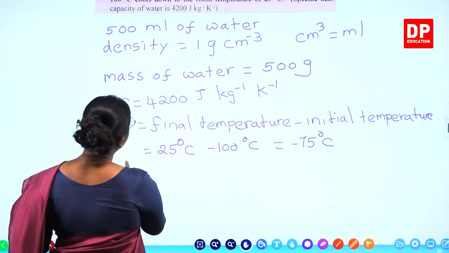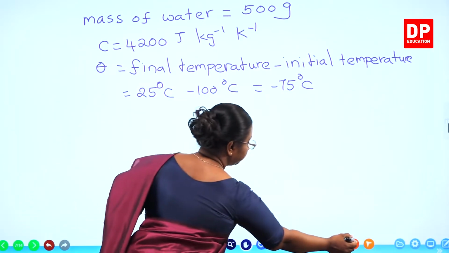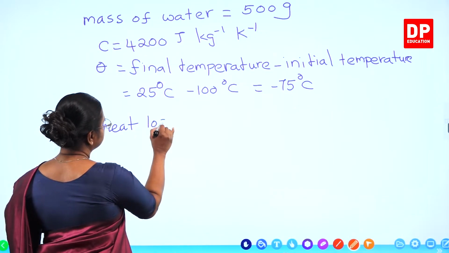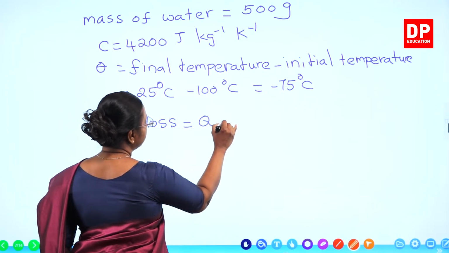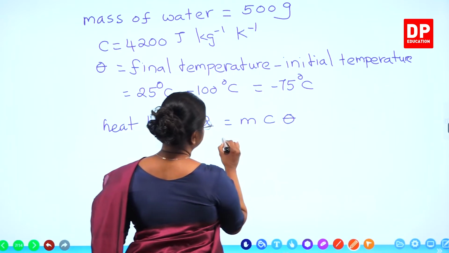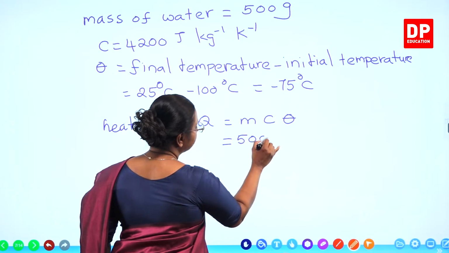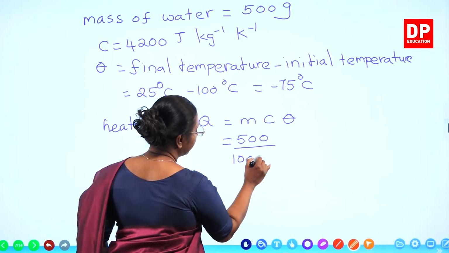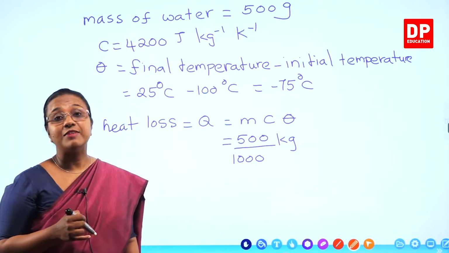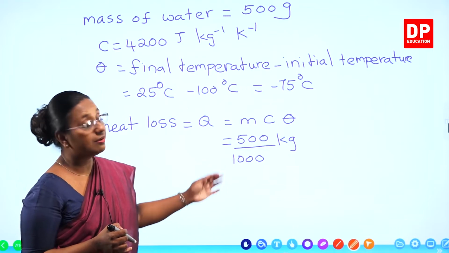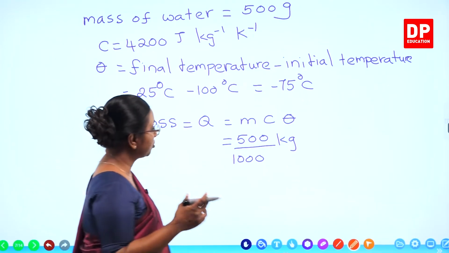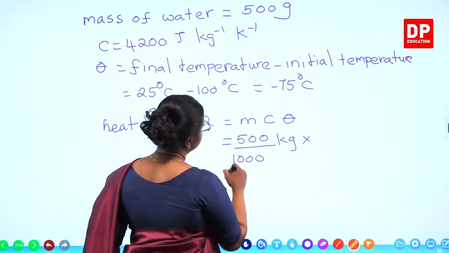You can directly use the equation heat loss equals Q, that is equal to m c theta. What is m? 500 grams, but we need to convert that to kilograms. So we need to divide that by 1000. That also you could have done before also. Divide by 1000 and substitute as 0.5 kilograms. That is also okay. Then what is specific heat capacity?